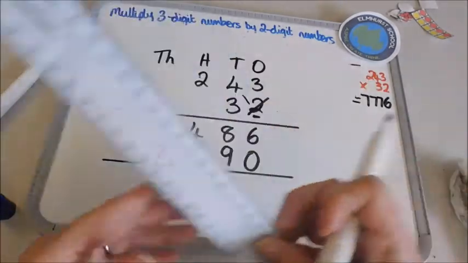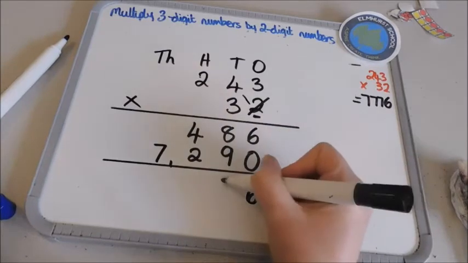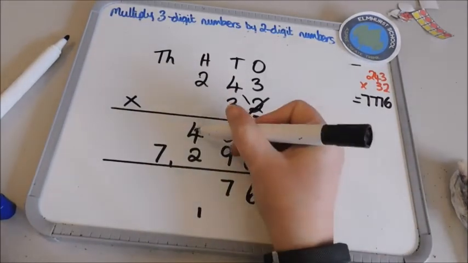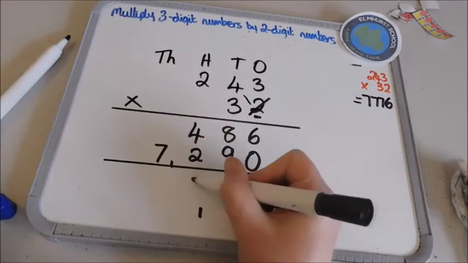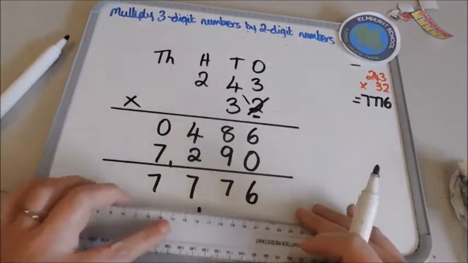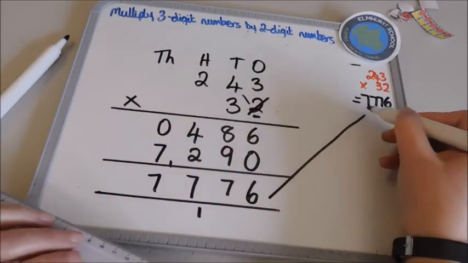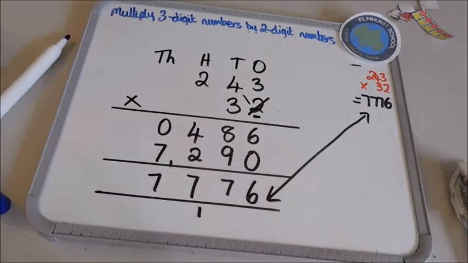And then I'm going to add those up. 6 add nothing is 6. 8 add 9, 17. 4 add 2 is 6 plus 1 is 7. And 7 add nothing is also 7. And there you go. There is my answer, 7,776.